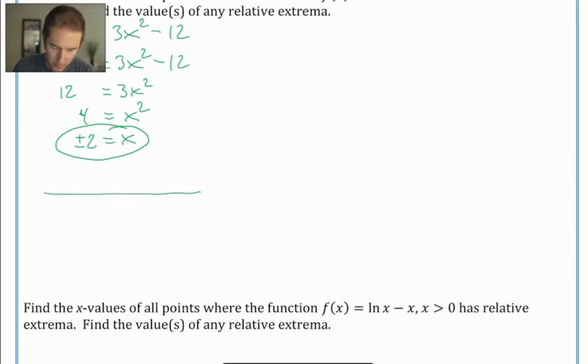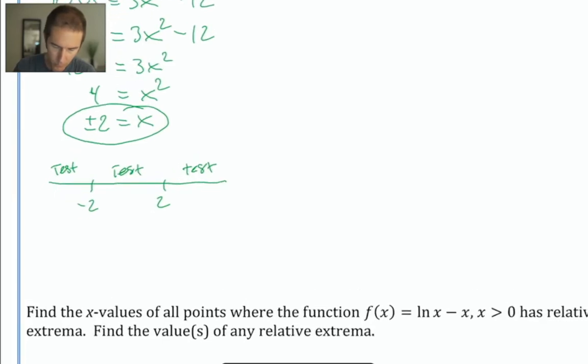So I take my number line, I'm going to put negative 2 on there, positive 2 on there, and then we're going to test. I'm going to test an x value less than negative 2, test an x value between negative and positive 2, and test an x value greater than 2. Where am I going to test them? I'm going to test them in my first derivative in order to see if my function is increasing or decreasing on these three intervals.